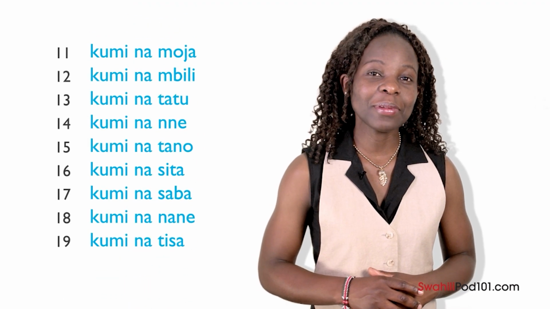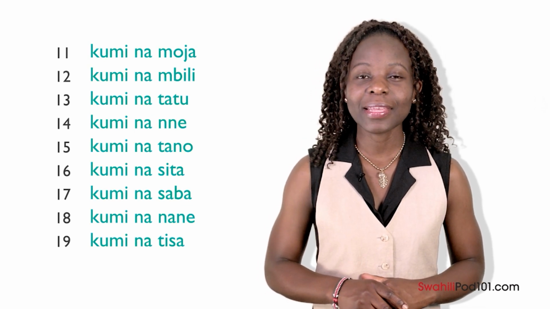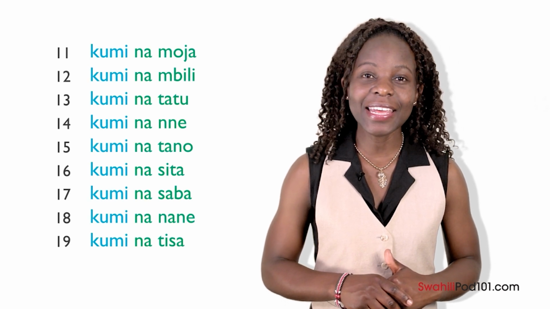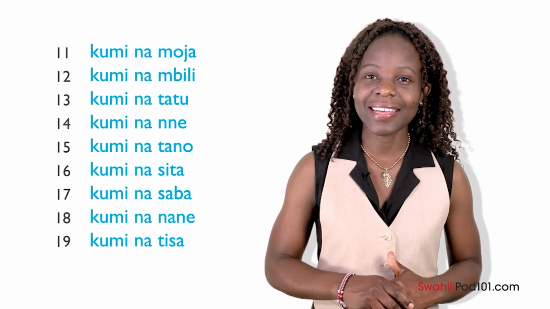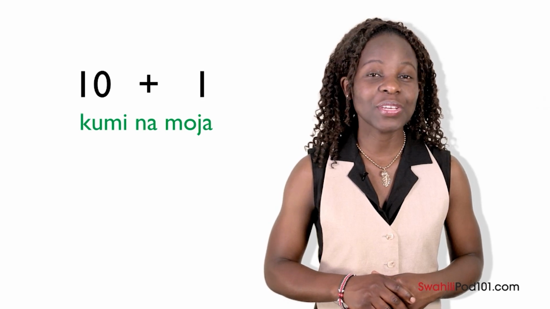These numbers might seem long and a little difficult, but the idea is actually very simple. Just take kumi and add any one of the numbers between 0 and 10 that you learned in the previous lesson. Let's take a look at 11. Kumi na moja. Kumi is 10. Join it with moja, 1, using na. Together we have kumi na moja. You can do the same with other numbers. Now, do you realize the advantage of mastering the first numbers you learned in the previous lesson?